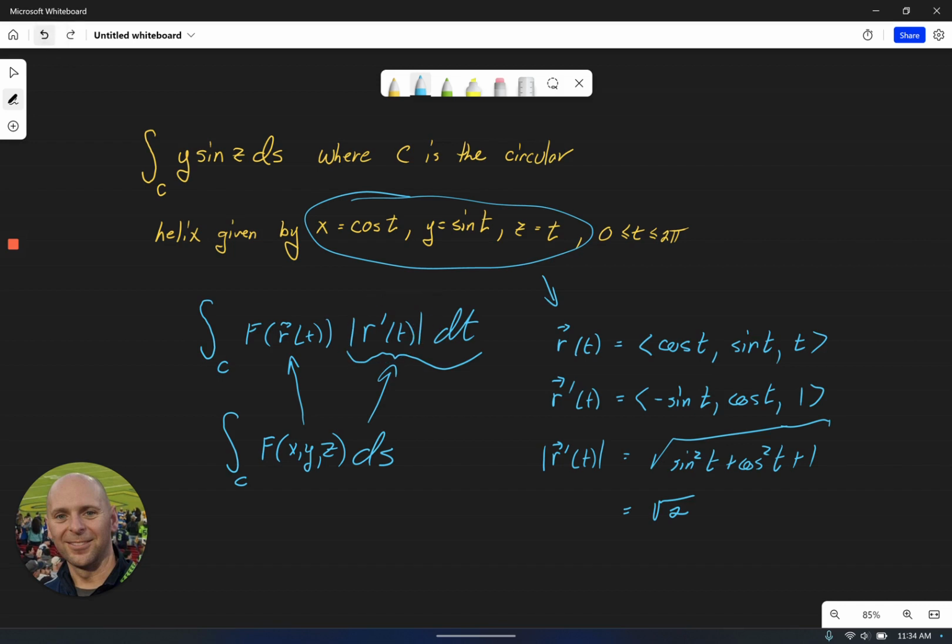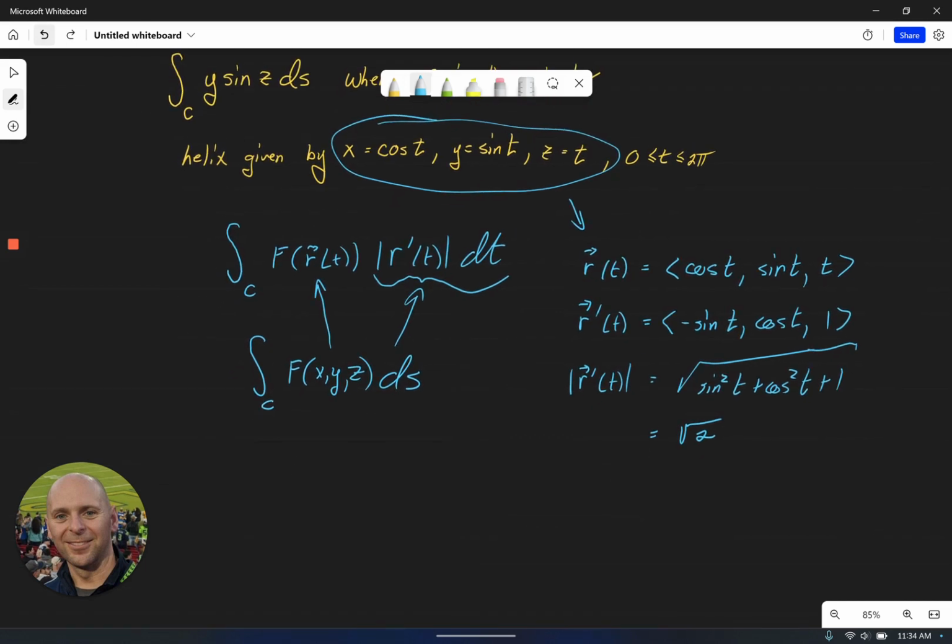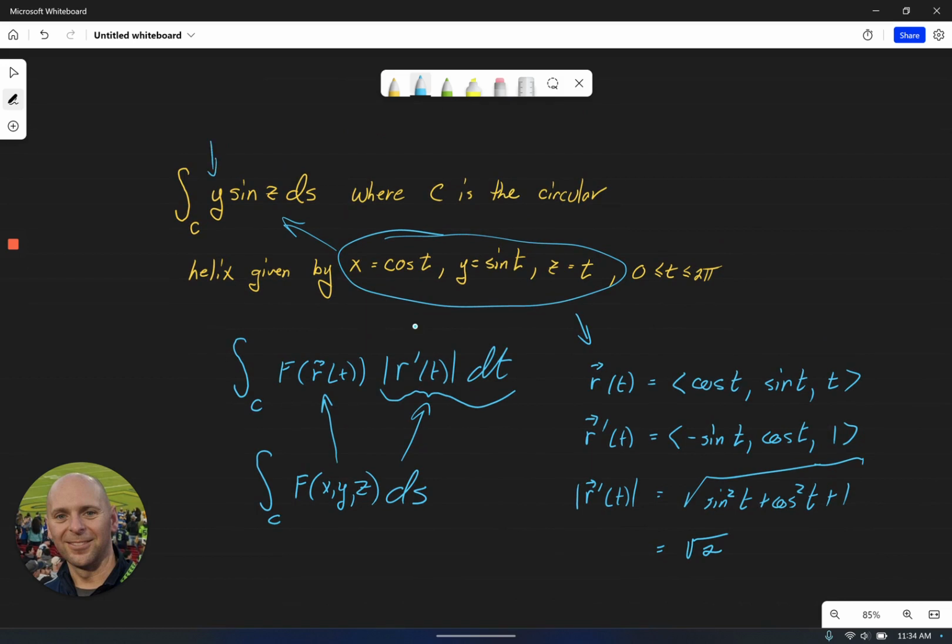So now I've got what I need to replace in for our magnitude of r prime of t. Now we take the parametric definition for our curve and sub it in to the f of x, y, z. In this case, that means taking y to be sine t, and z we're going to replace with t. And again, ds is going to be our root 2 dt.